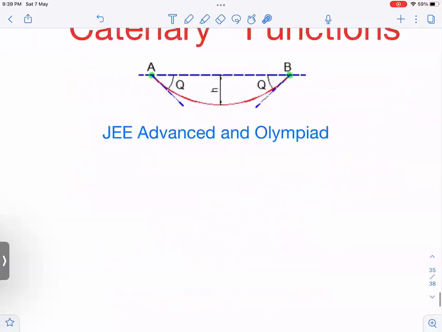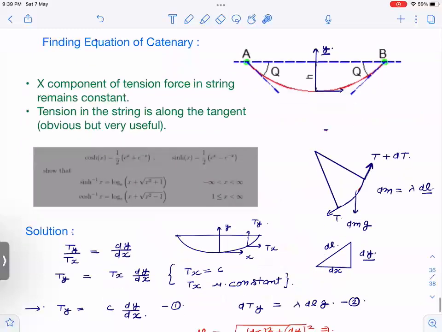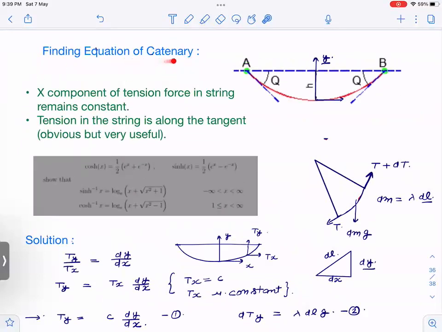So here now, we are going to find the equation of catenary. And this is the diagram. This is point A, this is point B, and this red color is the heavy rope. I am taking the origin here, this point where slope is 0. So this is my x-axis and this is my y-axis.